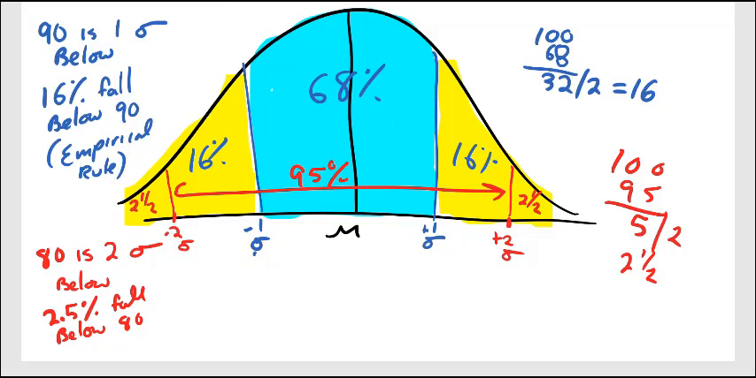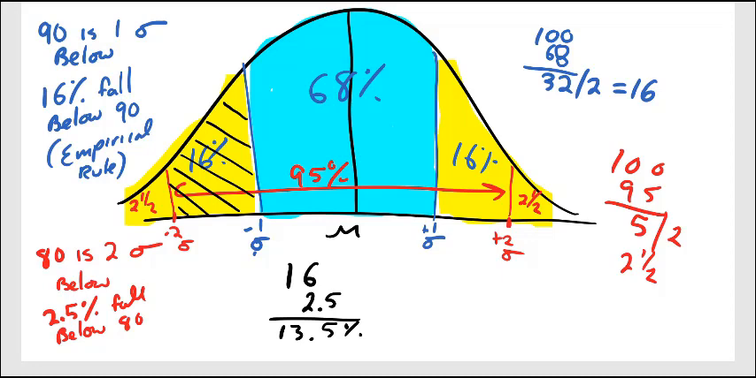So let's think about the area I need to find here. So the area I'm interested in, I'm going to shade hash marks with black. This is the area I want. I want not the whole 16% that's to the left of the score of 90 or 1 standard deviation below, because I'm not concerned about this little 2.5% right here. I just need that part that's in between. So I'm going to take 16% minus 2.5% to get my answer. And that's how we got 13.5% last night.